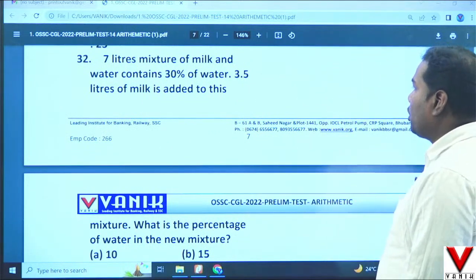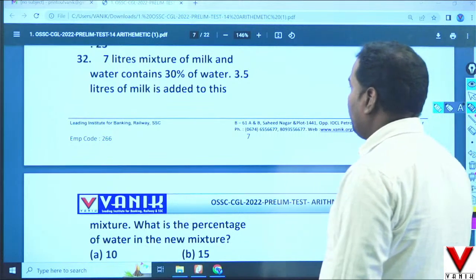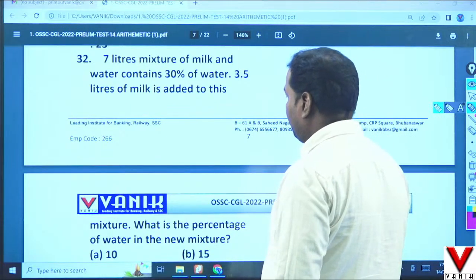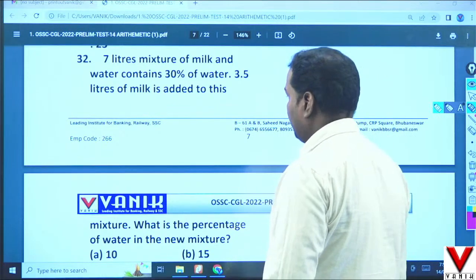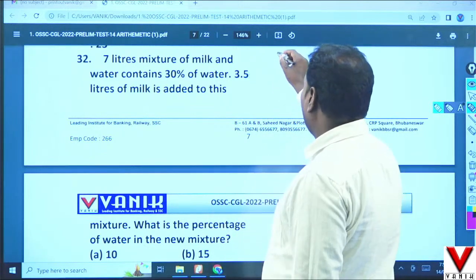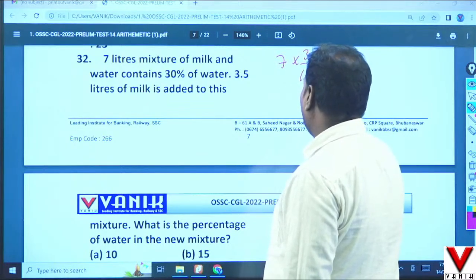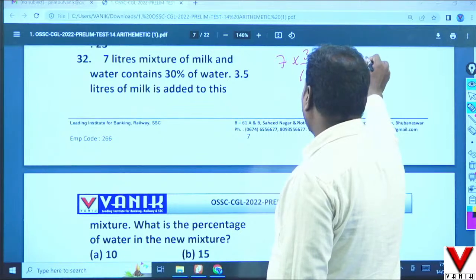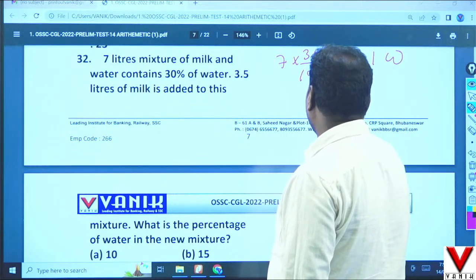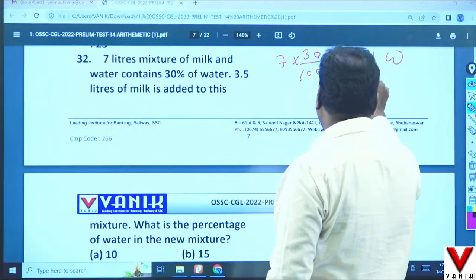A 7 liter mixture of milk and water contains 30% water. 3.5 liters of milk is added to this mixture. What is the percentage of water in the new mixture? From the 7 liters, 30% is water. That means 7 times 3 is 21, so 2.1 liters of water. 7 minus 2.1 is 4.9 liters of milk.